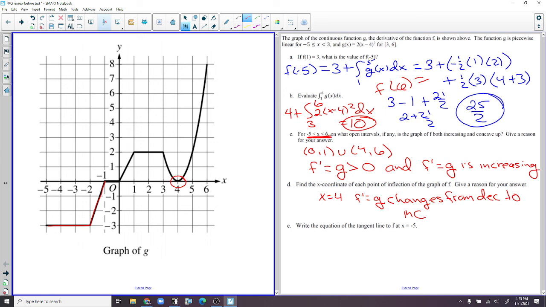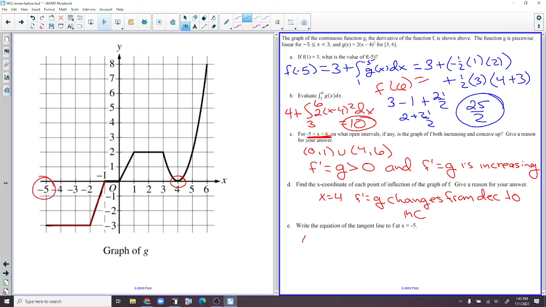Write the equation of the tangent line to f at x equals -5. So I need -5 comma something, and we need the slope at -5. In other words, f prime of -5. And we calculated that, so they want you to use the answer you got. They do not want you to redo it. Now, if you get a wrong answer on A, that's okay. If you use a wrong answer in a correct way, you'll get the points. So 25 halves. And then we need the slope. Well, this is the slope of f, and it's down here at -3. So -3.